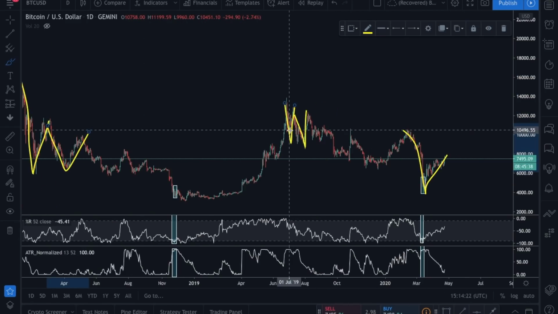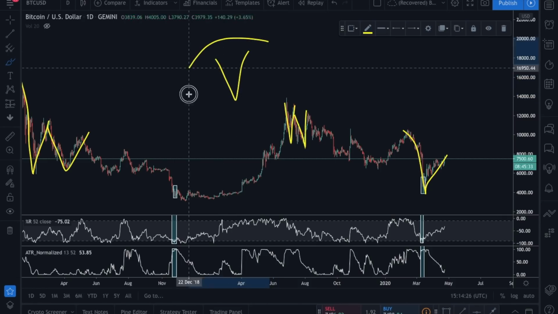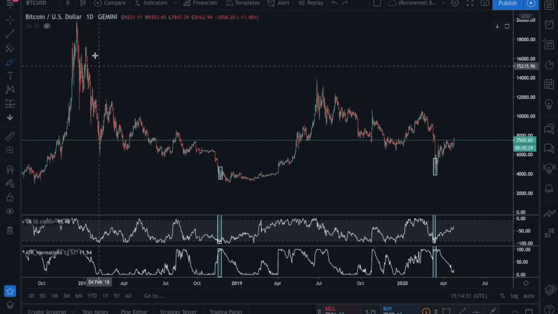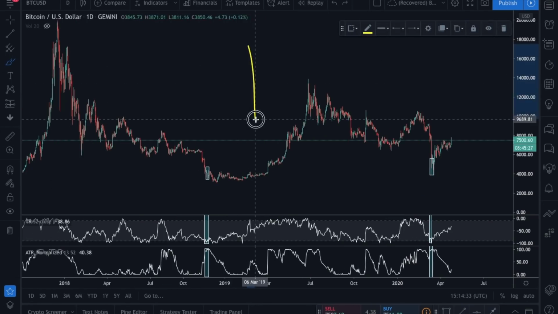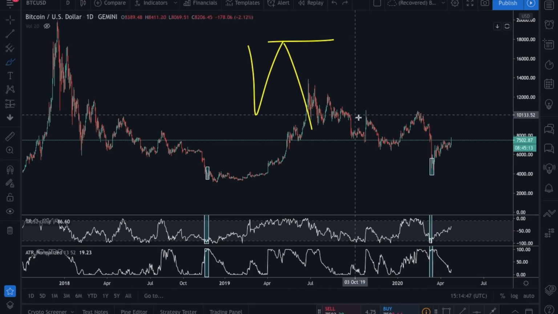So what I'm actually trying to show you is that this V kind of formation or this V kind of recovery has never been a proper recovery for Bitcoin, because every time you can see here, right? When the price drops massively and recovers, it's going to fall massively. This is what is actually unfolding right now.